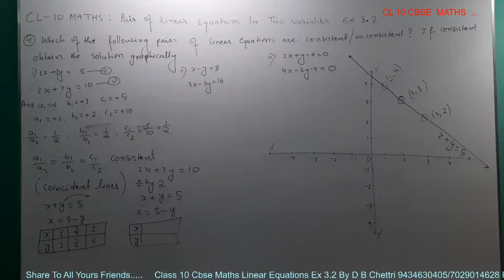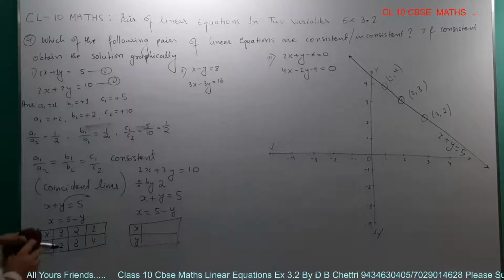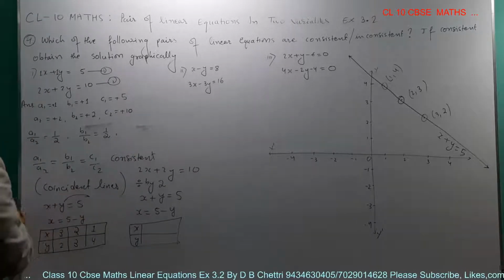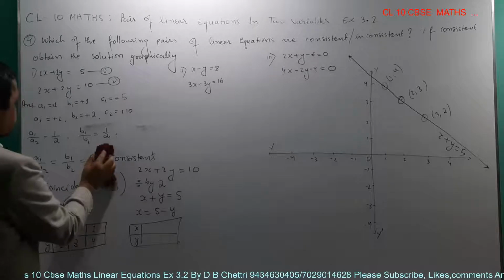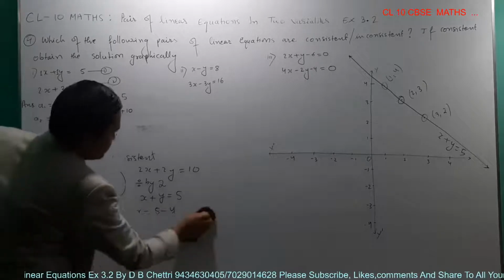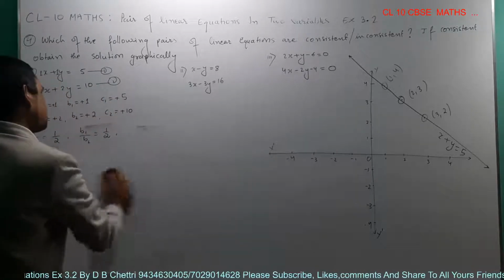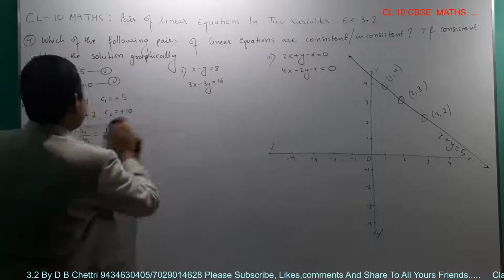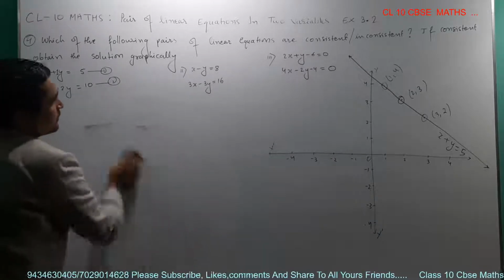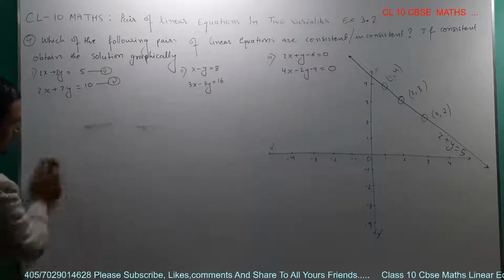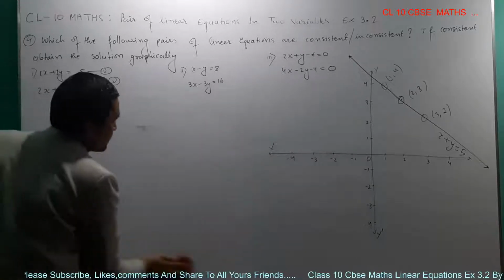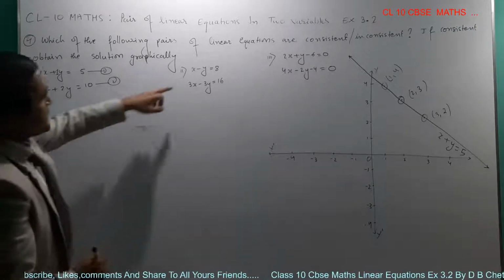What kind of equation is number 2? If it is consistent, then the question asks to draw the line. Now let's check number 2. What is there?